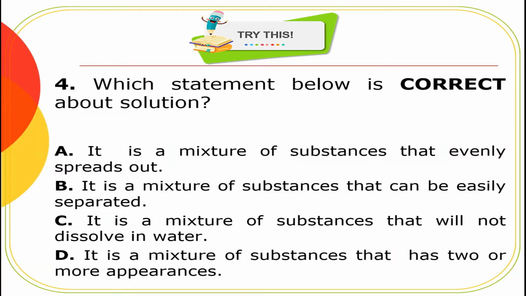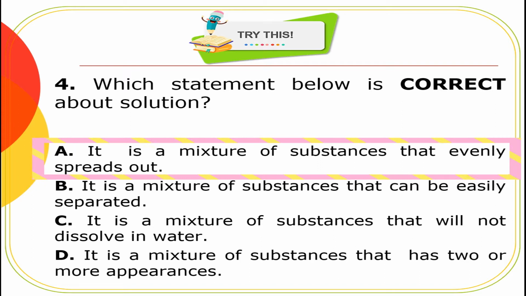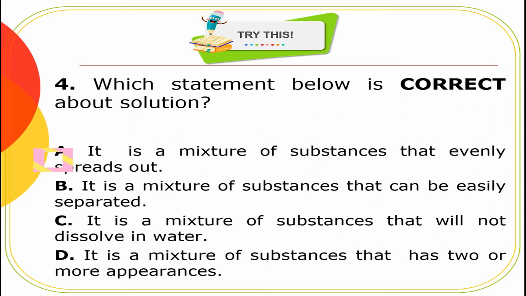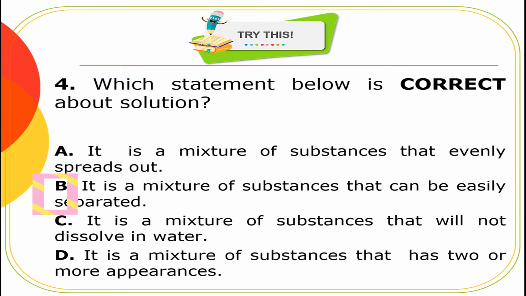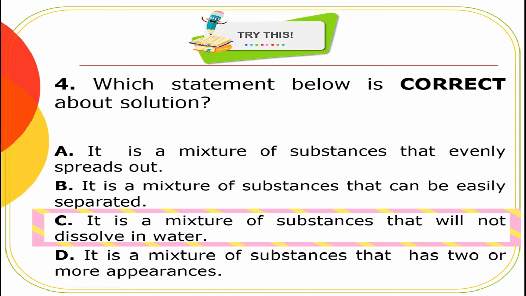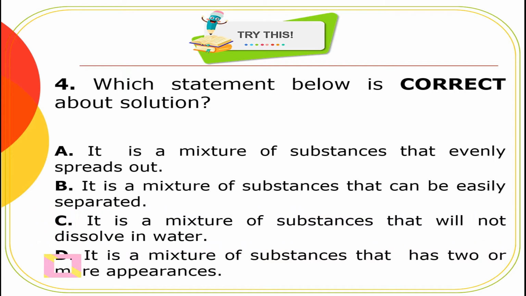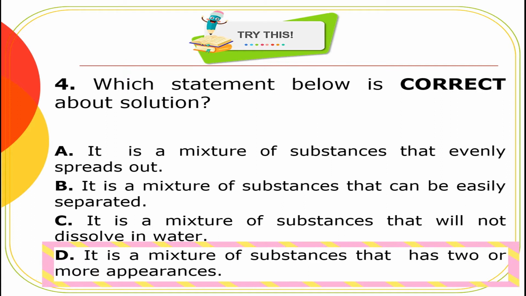Number 4. Which statement below is correct about solution? A. It is a mixture of substances that evenly spreads out. B. It is a mixture of substances that can be easily separated. Letter C. It is a mixture of substances that will not dissolve in water. Letter D. It is a mixture of substances that has 2 or more appearances.